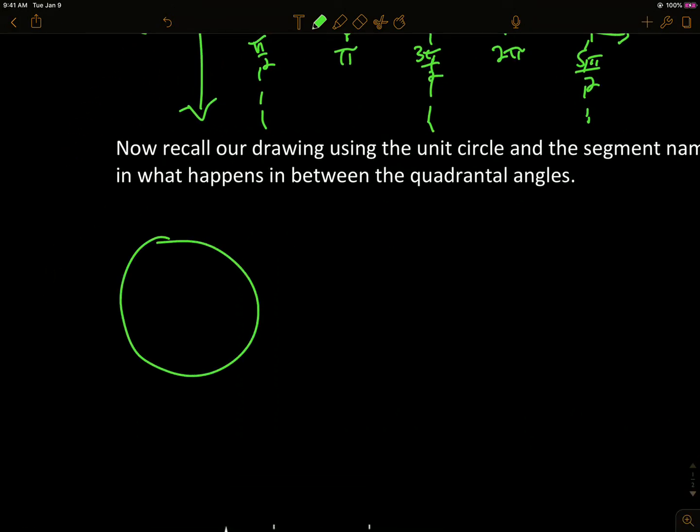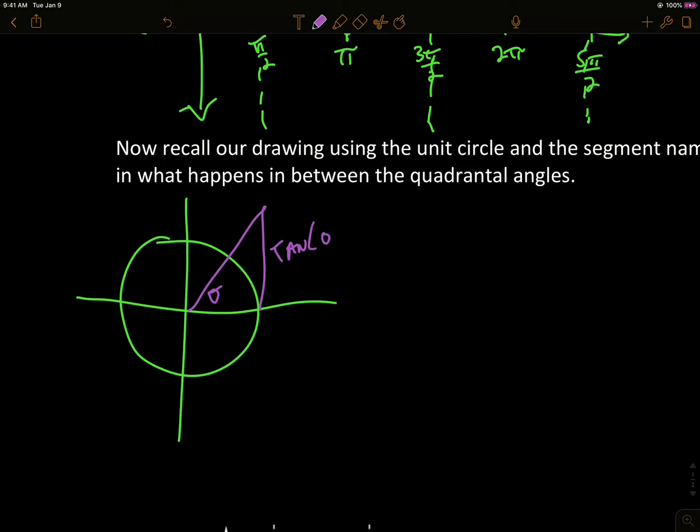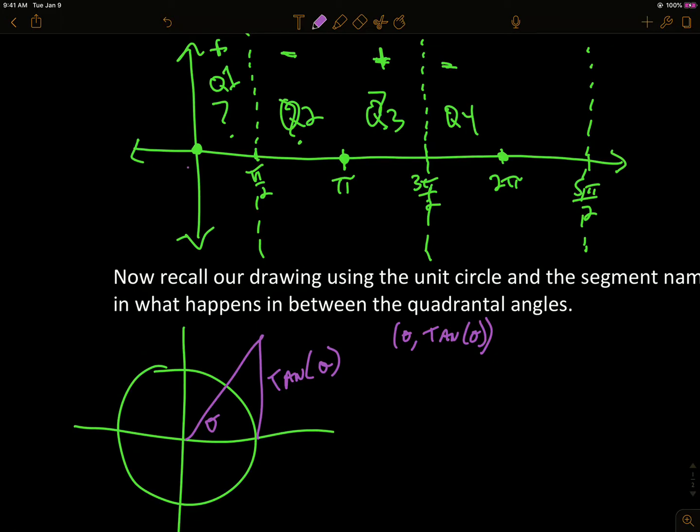If we recall this picture, our tangent segment is the one that we draw tangent to the circle. Our angle is theta, and this segment is tangent of theta. So we're making a relationship of all the coordinates where theta, the size of the angle, is the x, and the length of that segment is the y. So we want to see in quadrant 1, going from an angle of 0 to an angle of pi over 2, what happens to the length of that segment.